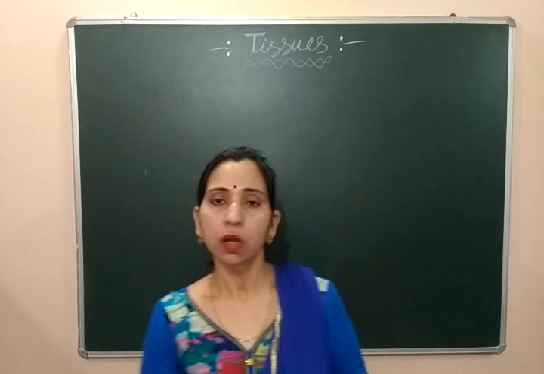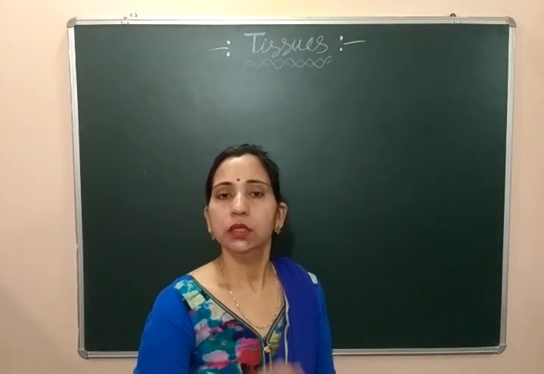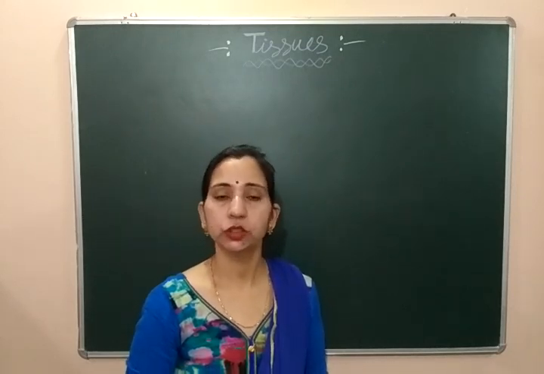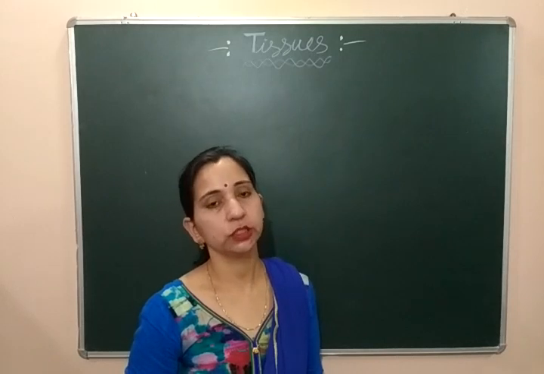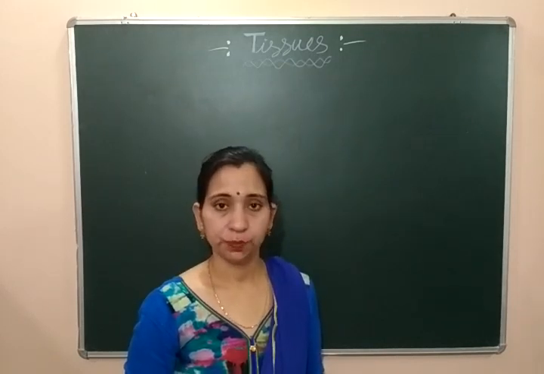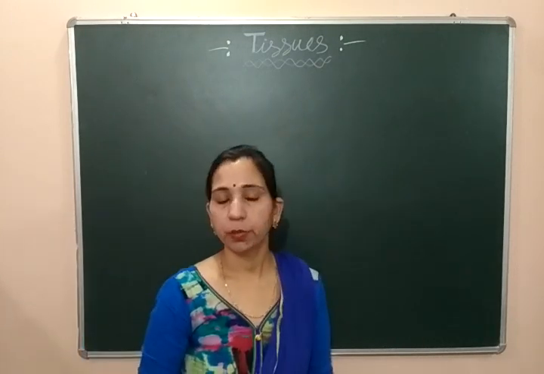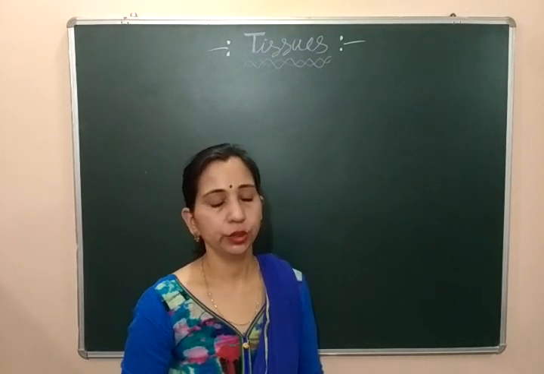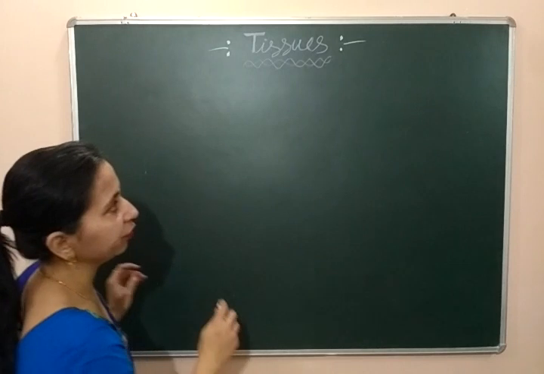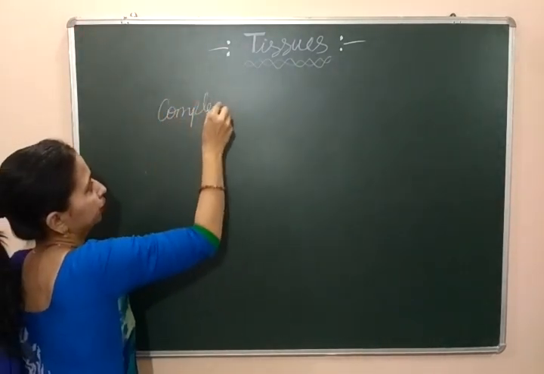In the previous video, we started our chapter, that is tissues, and we discussed the meristematic tissues and then permanent tissues. In the permanent tissues, I told you that permanent tissues are divided into two categories, simple tissues and complex tissues. We already discussed the simple tissues like parenchyma, collenchyma, sclerenchyma, and now today we will discuss the complex permanent tissues. So let's start our video with the next topic, that is complex permanent tissues.